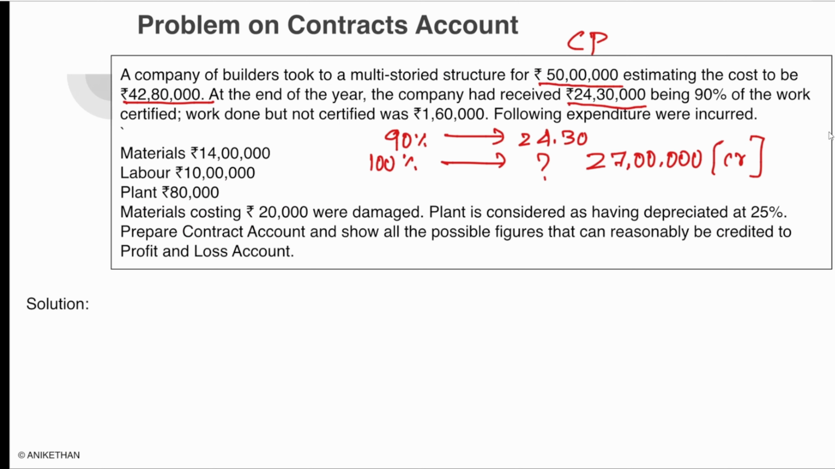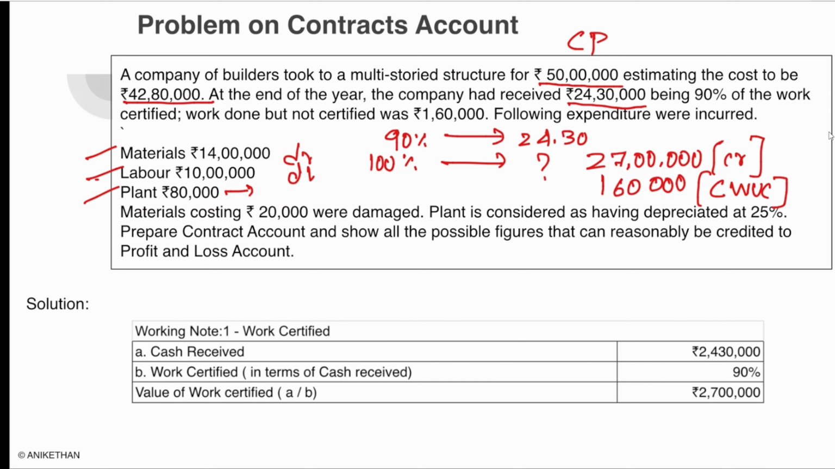Work done but not certified was 1,60,000. So 1,60,000 is the cost of work uncertified, so this also will come on the credit side. Following expenditures were incurred: material, debit side; labor, debit side; plant. I will not consider the value of plant. I have to consider only the depreciation. So I will consider the depreciation of plant at 25%.